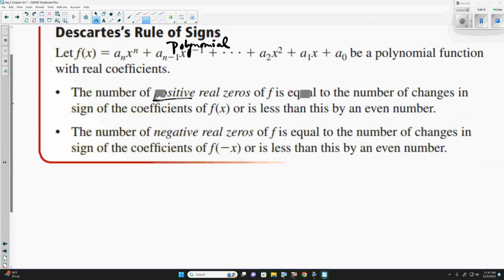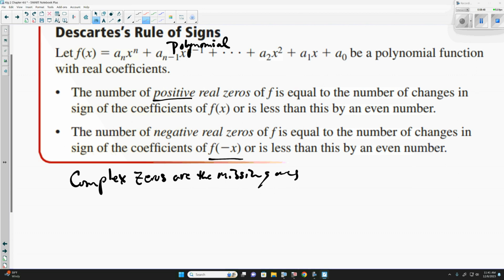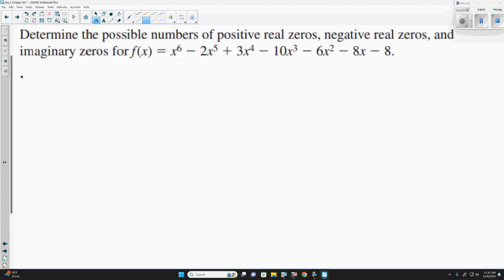The number of negative zeros is equal to the number of sign changes in the coefficients of f of negative x, or is less than it by an even number. So the same thing. It could be 4, 2, 0, or 3, 1. And we go that way. And then the complex zeros are the missing ones. Whichever ones are missing. And that'll make more sense, especially when we start looking at this. So, determine the possible number of positive real zeros, negative real zeros, and imaginary, or complex.